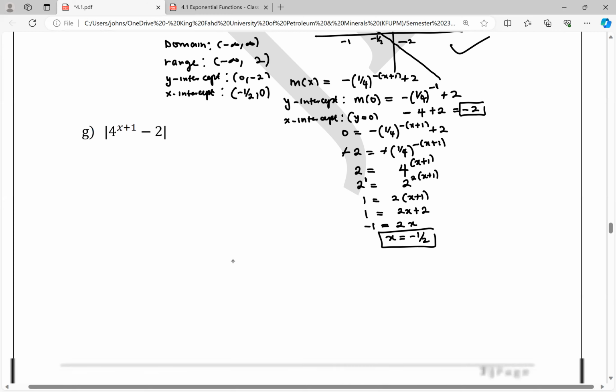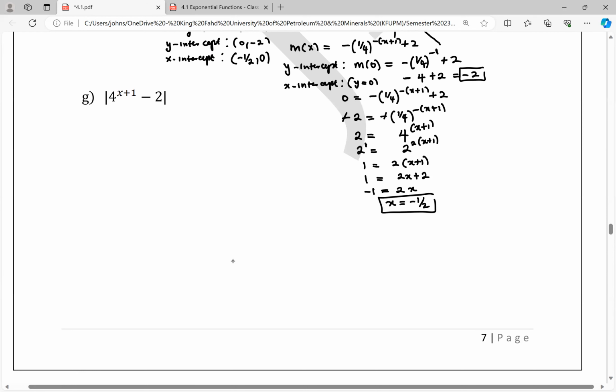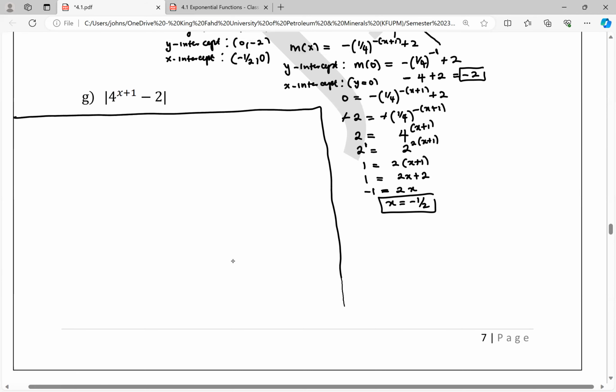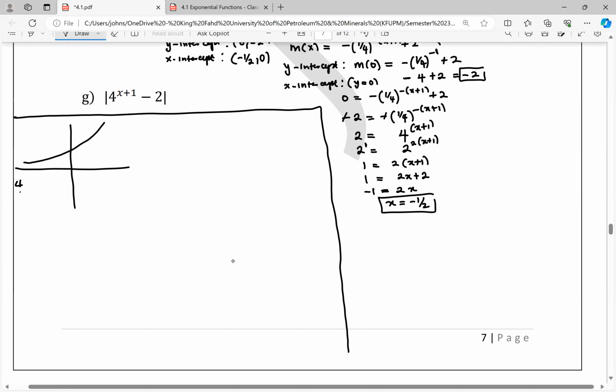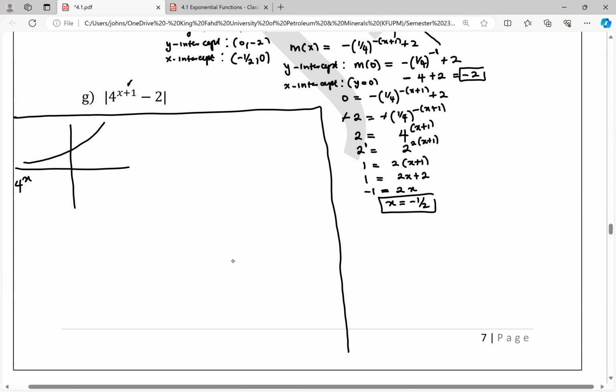All right. So let's see one more question and we're done. So this one is 4 to the power x plus 1, in absolute value. So quickly, what does this mean? This means 4 to the power x is simply an increasing function. Now, because of the 1 here, it means we go 1 unit right. So here we'll have a horizontal translation 1 unit right.